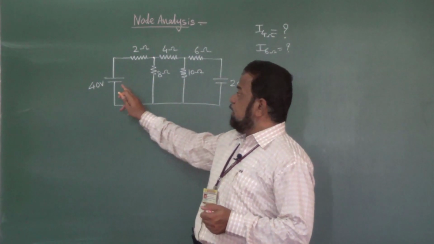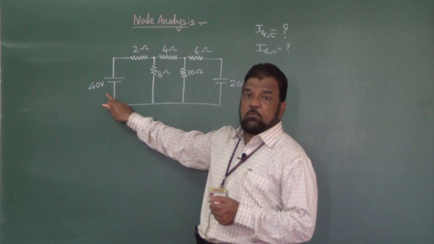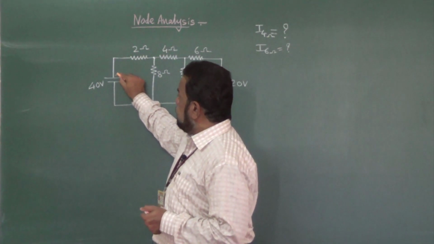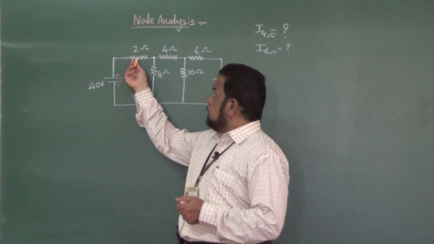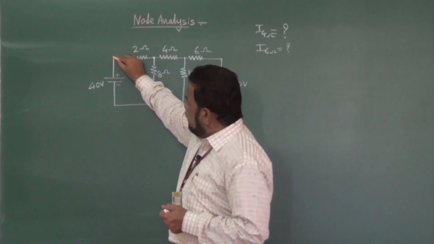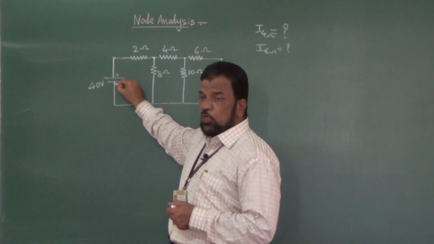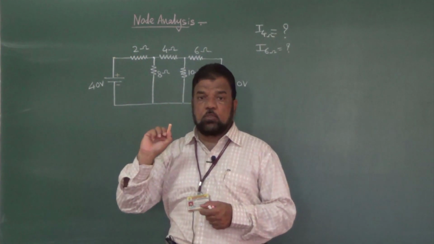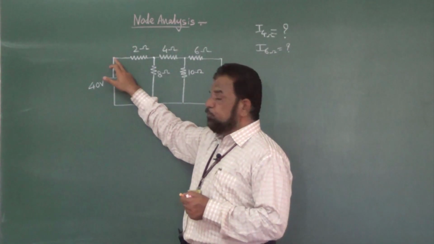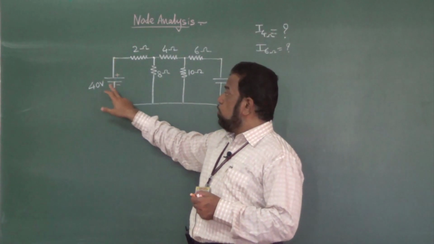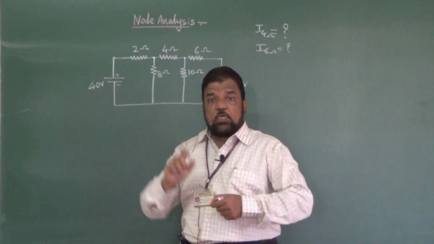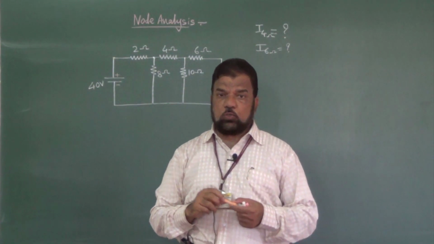So if you look at the circuit, this is the battery, a voltage source of magnitude 40 volt with polarities plus and minus. This is the resistance with value 2 ohm. Now this is a point which is common between 40 volt and 2 ohm. So if I apply the definition of the node, definitely it is a node, because it is a point which is common between 40 volt and 2 ohm. But this node is not the effective node.